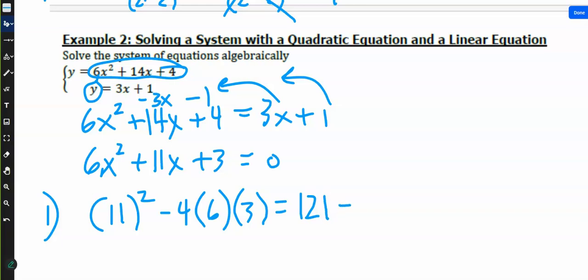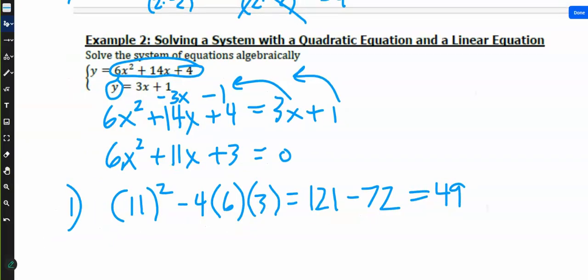121 take away, let's see, what is that? 24 times 3 is 72. Okay, 121 minus 72. Well, if I take 121 and I take away 70, that would be 51. And then if I take away 2 more, that's 49.